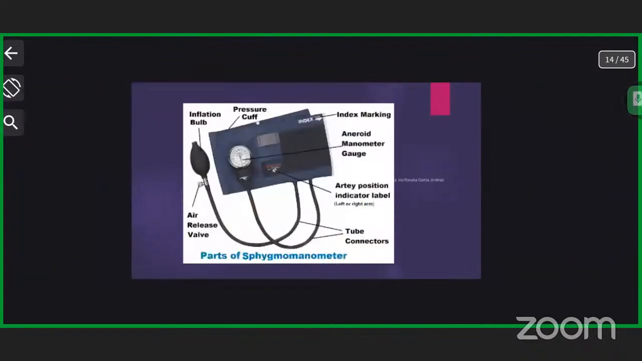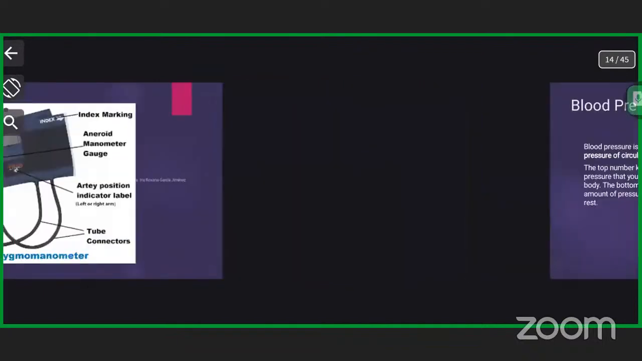And as a companion, I think both of them are always together, the sphygmomanometer. Of course, extremely useful for blood pressure, the basic one. And of course, its parts to consider, because when we have to talk about it, we have to know which structure, which part we are talking about. We have the air release valve, inflation valve, pressure cuff, tube connectors, aneroid manometer gauge, index marking, artery position or indicator level, left or right arm, it's according to the place. Well, we all know about it, just for making a review. Take them into account, okay?